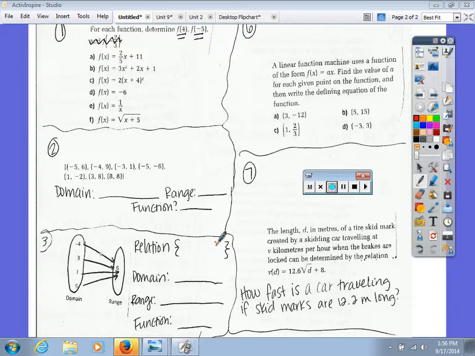Number 1, for each function, determine f of 4, f of negative 5. And I went ahead and canceled out the negative 2/3 just because it's kind of redundant. But if you're looking right here, this is not multiple choice. Some people keep thinking that this is multiple choice, and this is not. You have to do it for each problem. So let's look at number 1. Let's go ahead and do A.